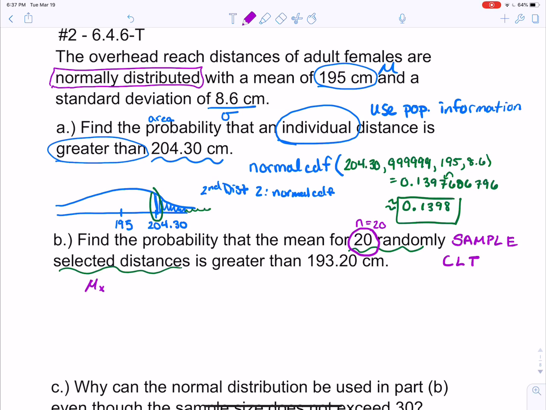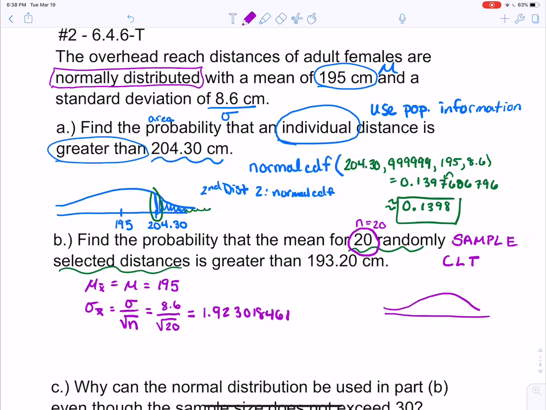That tells us that the mean of our sample means is the same exact thing as the population mean. So we're still going to use 195 centimeters as our population mean. The standard deviation of our sample means is the population standard deviation over the square root of n. So we have to do an extra step here to find our new standard deviation. We're going to do 8.6 divided by the square root of 20. And when we do that, we end up with 1.923018461.